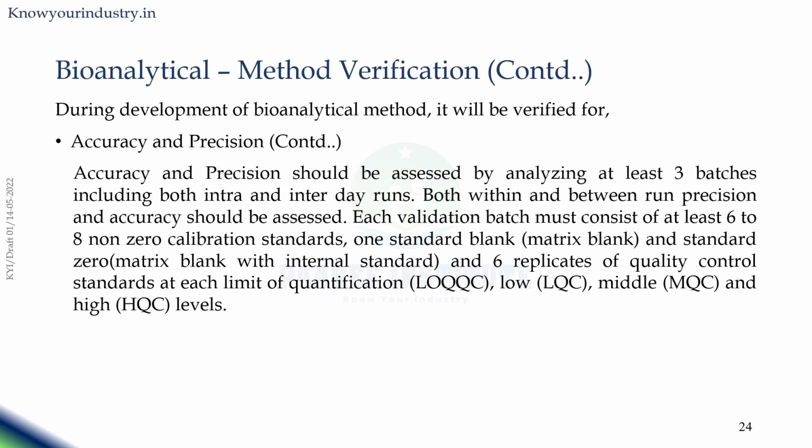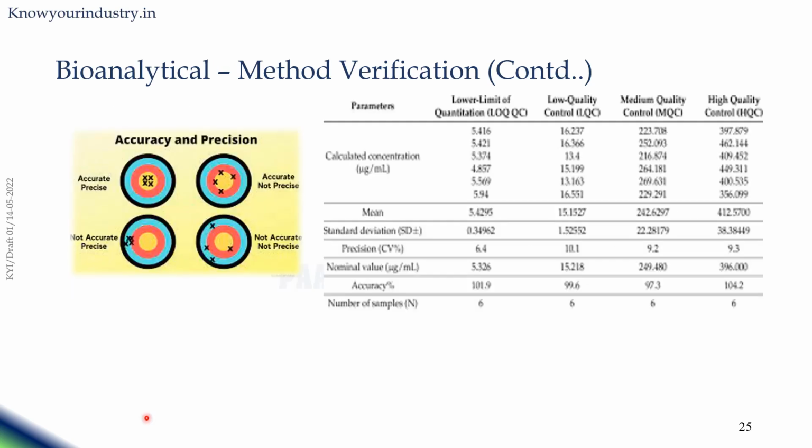Each validation batch must consist of at least 6 to 8 non-zero calibration standards, one standard blank and one standard zero, and 6 replicates of quality control standards at each QC concentration, that is LOQ QC, the limit of quantification, then low QC, middle QC, and high QC. There are 4 concentrations you should use within the working range, that is the calibration curve range. Then there will be 6 replicates of these concentrations, a standard zero and a standard blank, and this entire set of samples will be injected in one batch. That is the accuracy and precision batch, what we call the P&A batch, and it will give you the results for accuracy and precision.